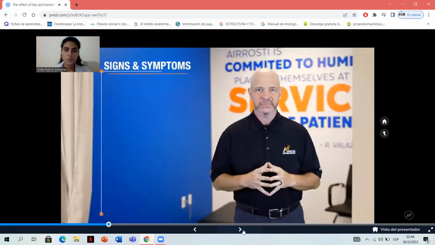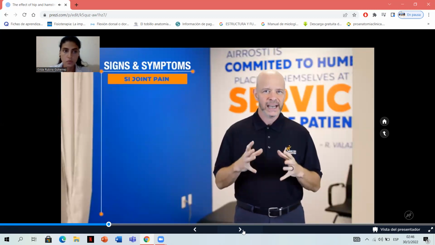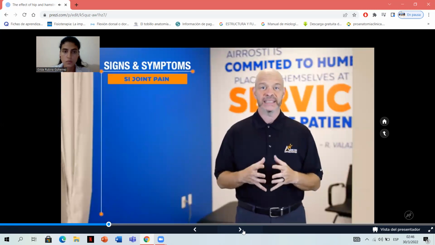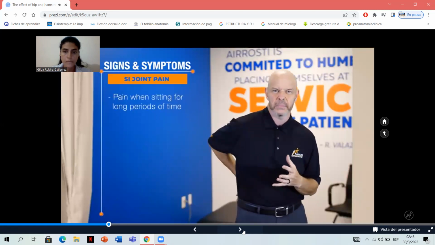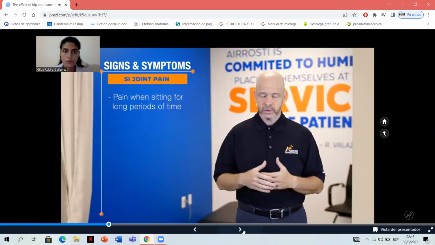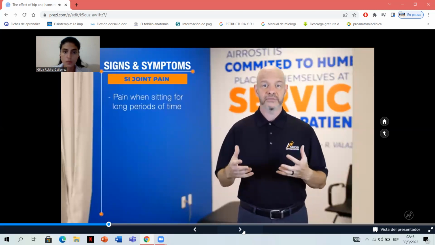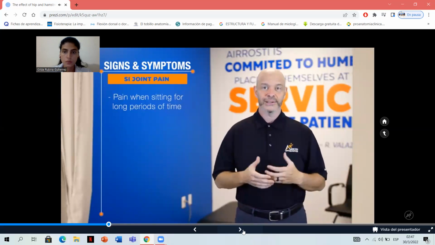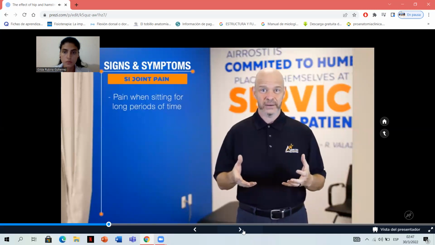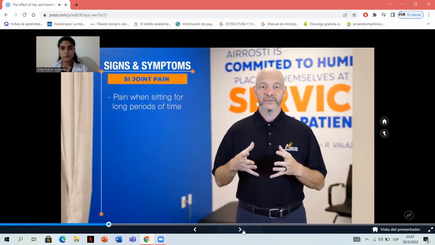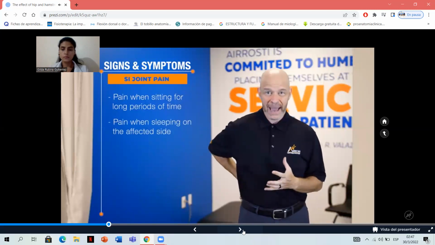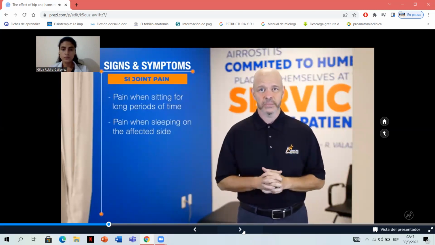So let's talk about the signs and symptoms of SI joint pain. Now, SI joint pain is kind of a weird condition. One of the big signs that people tell us about is that if they sit for long periods of time, they'll get pain in their back, okay? So they get up, they go for a walk, it starts to feel better for a little bit, but then the pain starts to come back. So then you sit back down, and it actually feels better for a little bit, and then it comes back. Now, another sign and symptom is if you find yourself sleeping on one side, because if you lay on the other side your back hurts, that may be a sign of SI joint pain.